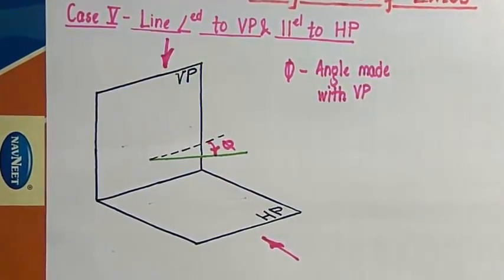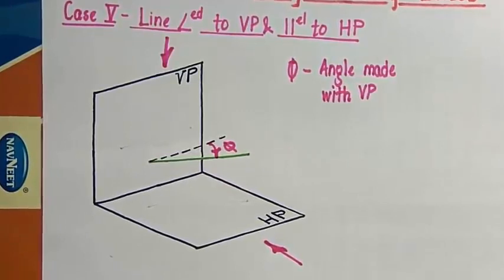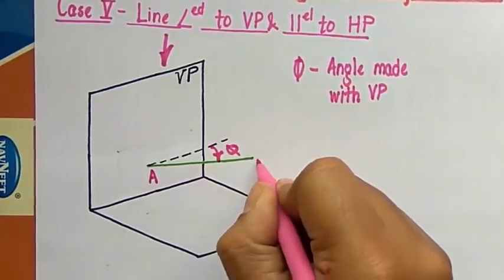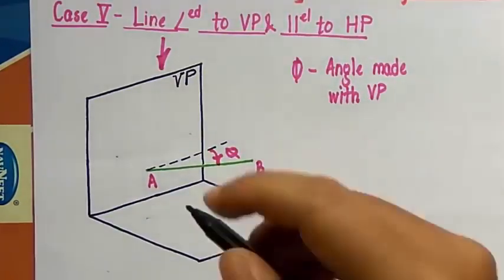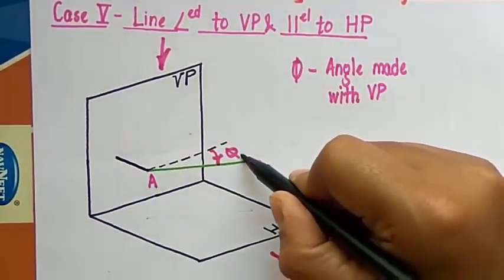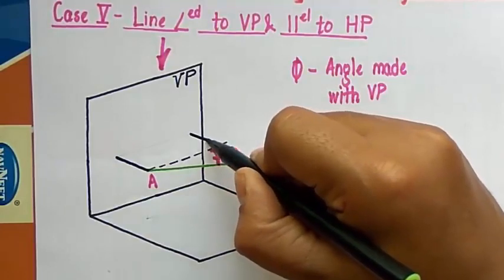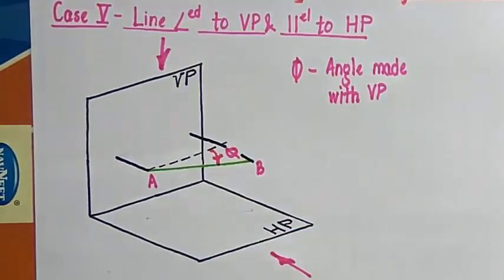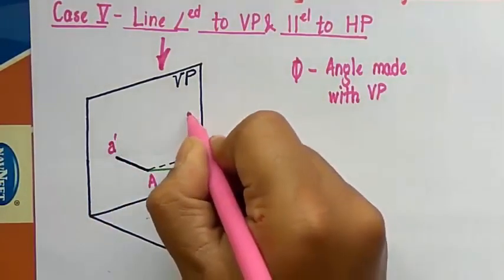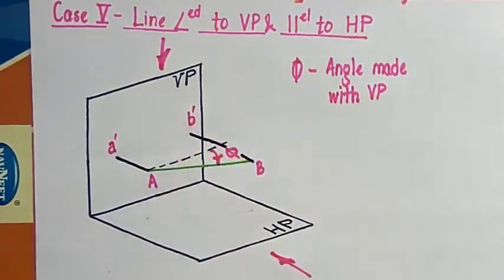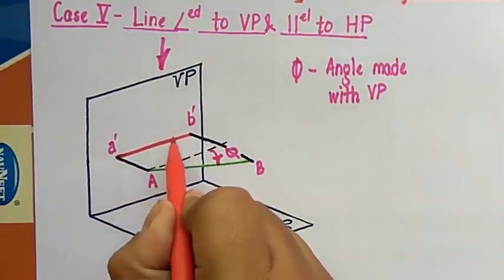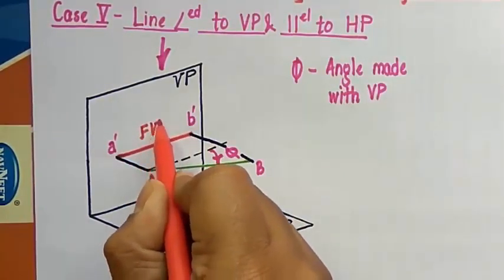Now when you look at this line from the front, this endpoint is endpoint A, and this is endpoint B. You'll have this endpoint somewhere along here. When you look at this line from the front, it intersects the vertical plane somewhere here. So this is the front view of endpoint A, and this is the front view of endpoint B, B dash. When you join both, you get the front view. This over here represents the front view.